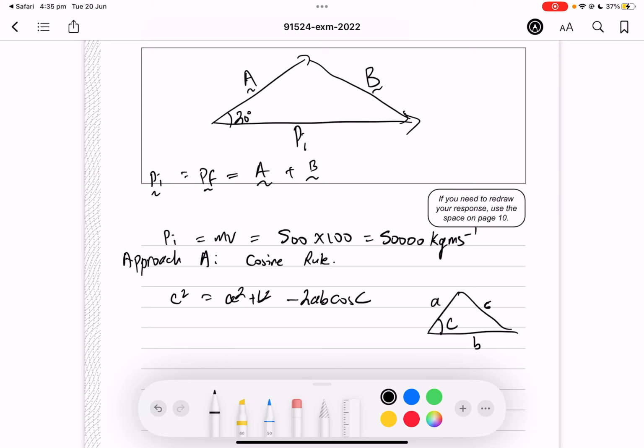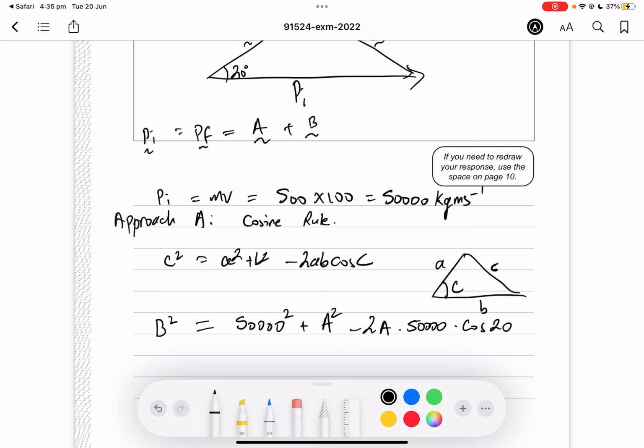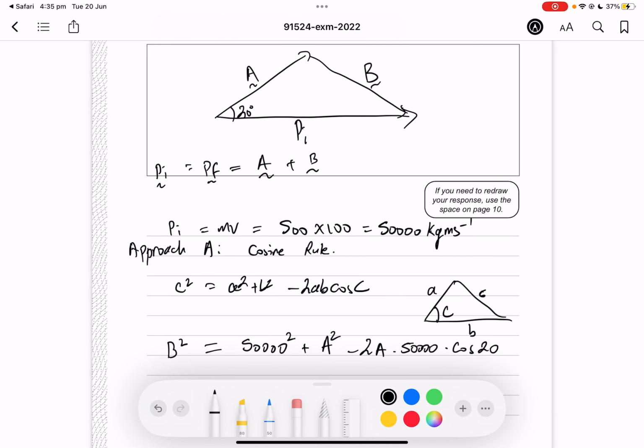For this question, we know the momentum of B, so we say B squared is equal to the initial momentum, which is 50,000 squared, plus the momentum of A squared, minus 2 times A times 50,000 times cosine of 20. Right now it's not really solvable because we have two variables, A and B, and only one equation. But remember that the magnitudes of the momentum for A and B are the same. Remember we proved that in the previous part of the question.